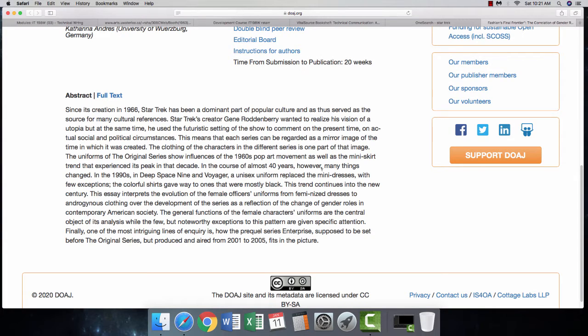"In the course of almost 40 years, however, many things changed. In the 1990s, in Deep Space Nine and Voyager, a unisex uniform replaced the mini dresses, with few exceptions. The colorful shirts gave way to ones that were mostly black. This trend continues into the new century. This essay interprets the evolution of the female officers' uniforms, from feminized dresses to androgynous clothing, over the development of the series as a reflection of the change of gender roles in contemporary American society."